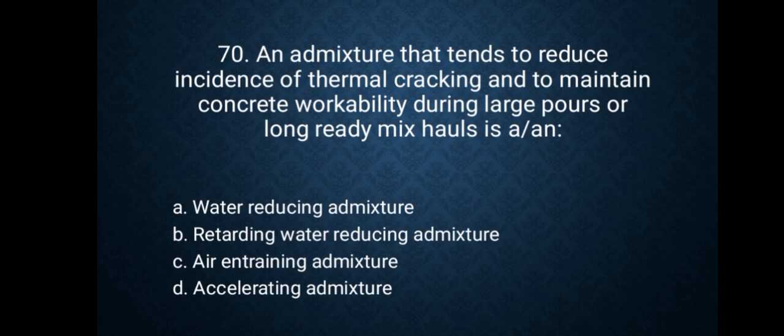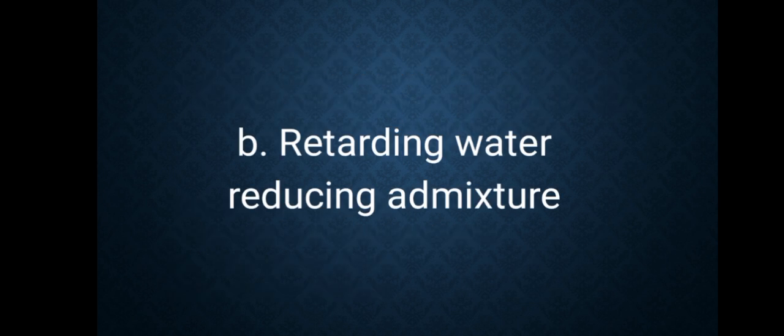So the next one is an admixture that tends to reduce incidence of thermal cracking and to maintain concrete workability during large pours or long ready-mix hauls is an: A. Water reducing admixture, B. Retarding water reducing admixture, C. Air entraining admixture, D. Accelerating admixture. So the answer is letter B. Retarding water reducing admixture.